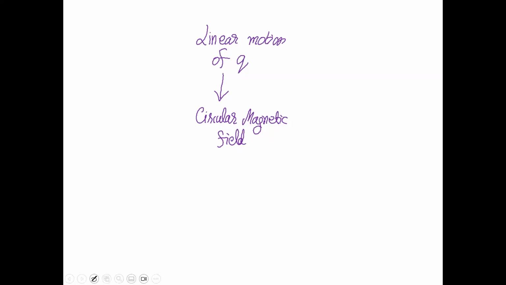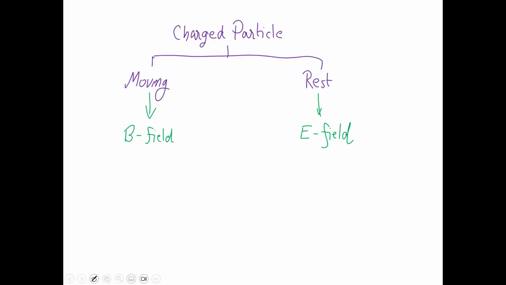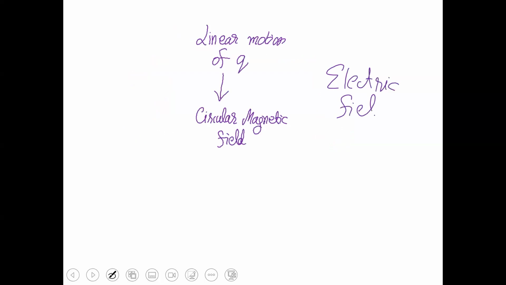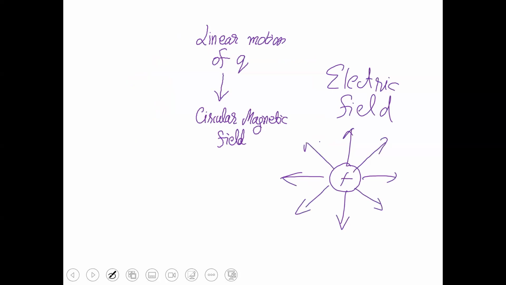So we have reached here. A charged particle moving in a circle produces a magnetic field. Now we come to a very important concept of our previous chapter. Before capacitor, we did a chapter, what was the name of that chapter? What is electric field? Electric field is a region around a stationary charge in which another test charge experiences a force.